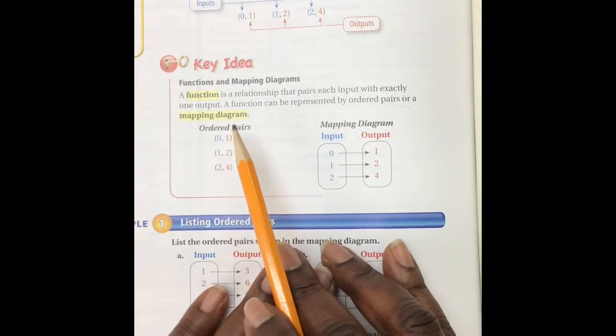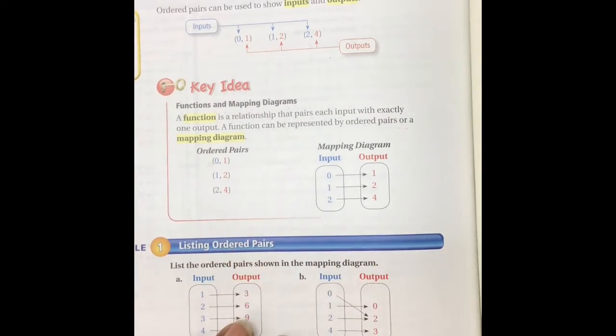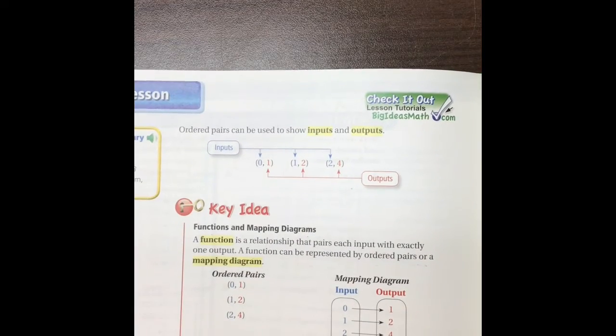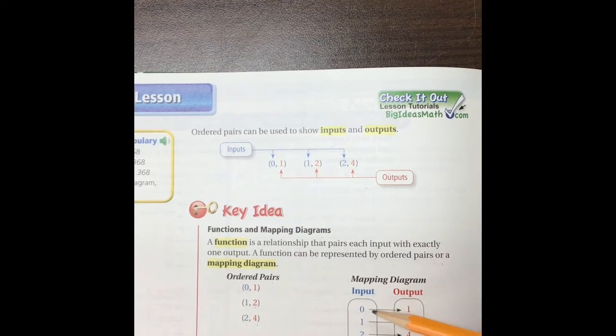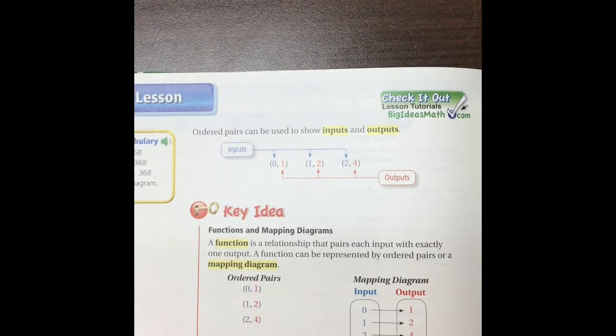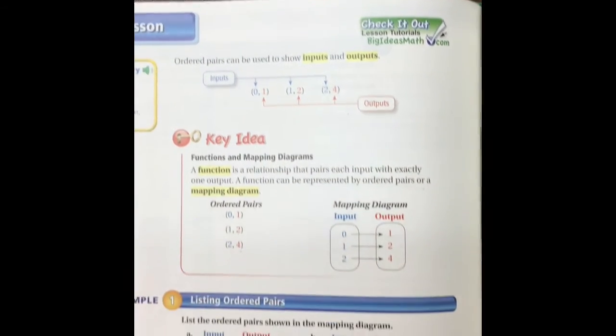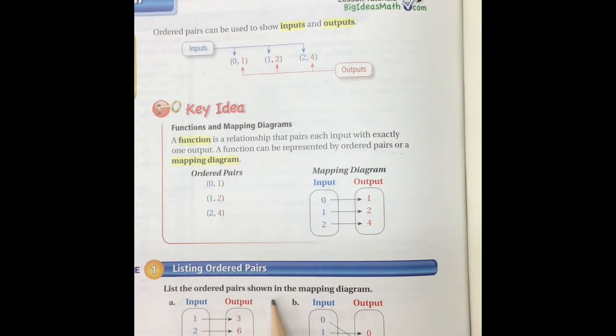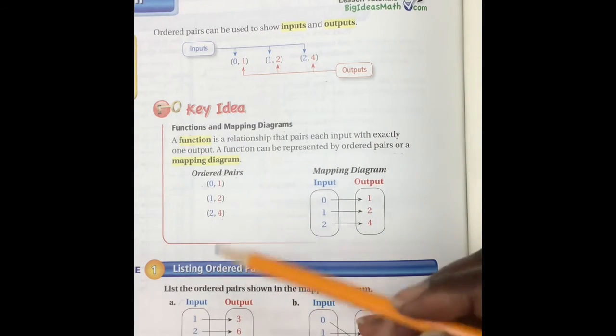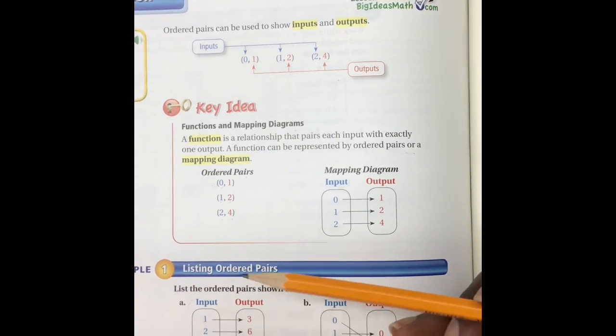So we want to take a look at that right quick. We want to see that here, these are the ordered pairs, 0, 1, 1, 2, 2, 4. Understanding that the first number represents input and the second number represents output. So here's your input, here's your output. Now, let's move on here to the next part I want to show you. List the ordered pairs shown in the mapping diagram. So here we are. Here's A, and these are the ordered pairs.